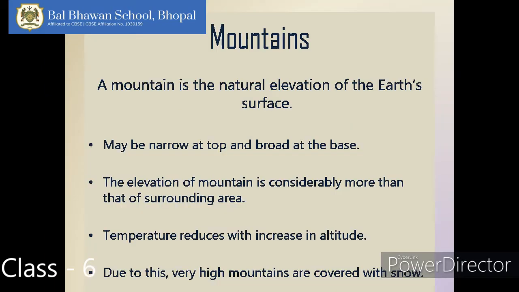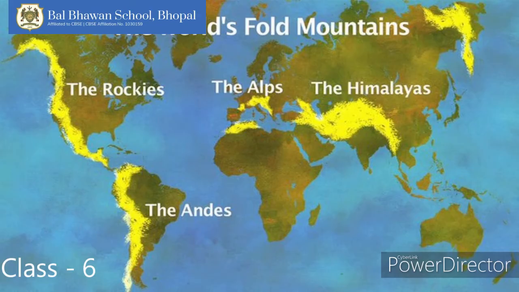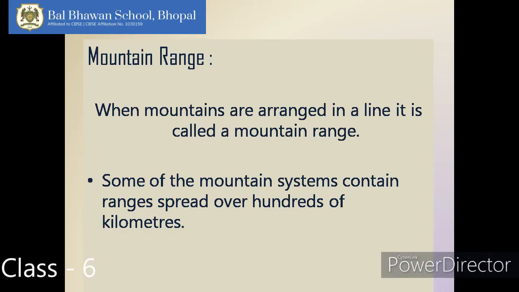There are some mountains which are deep under the sea as well. Mountains may be arranged in a line known as a range. The Himalayas, the Alps, and the Andes are mountain ranges of Asia, Europe, and South America respectively. Mountains vary in their heights and shapes as well.